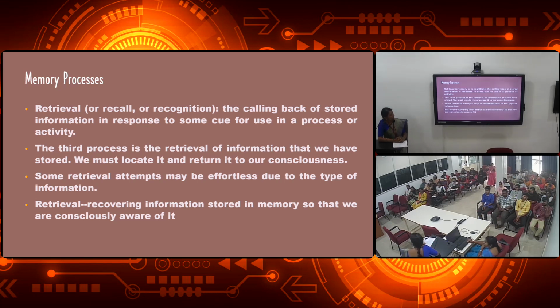Then the retrieval, or recall, or recognition. This is the calling back of stored information in response to some cues for use in the process of an activity. The third process is retrieval of the information which was stored in your memory. Whenever you want, you can call it back at a later period of time. On the whole, retrieval is recovering information stored in memory so that we are consciously aware of it. Whenever we want, we can consciously take back the information stored in our brain.